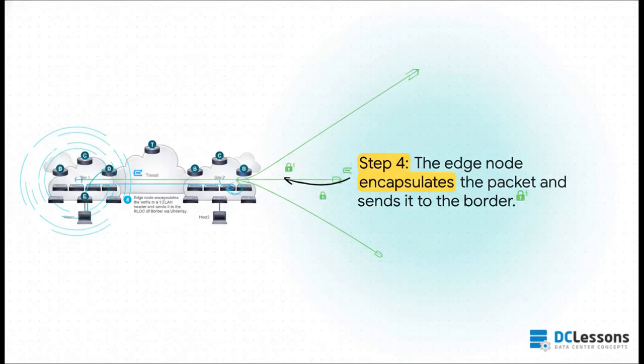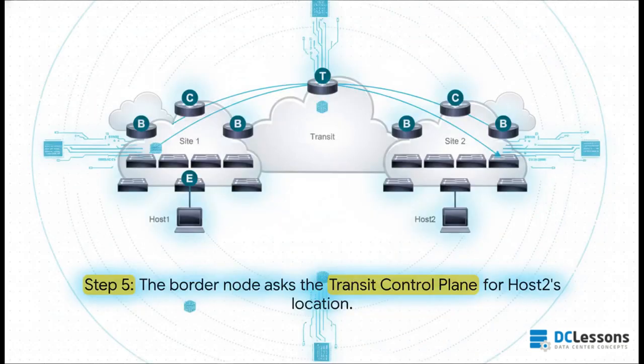So now, the edge node has its instructions. It takes that original packet from host 1, wraps it up in a nice VXLAN header that's got all the policy and segmentation info baked in, and sends it across the network to the site's border node. The packet has now made it to the very edge of its local island. Now it's the border node's job to find the destination island. And to do that, it sends out its own LISP map request. But this time, it's not asking its local boss. It's asking the big boss, that master directory for the whole network, the transit control plane.